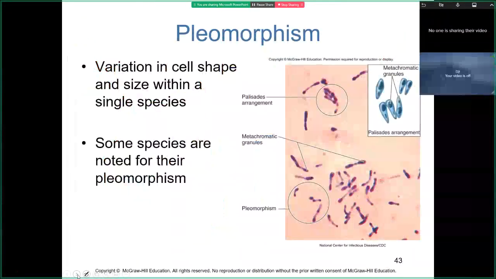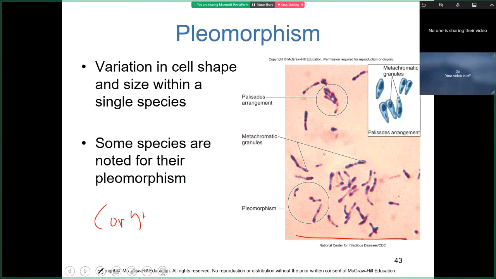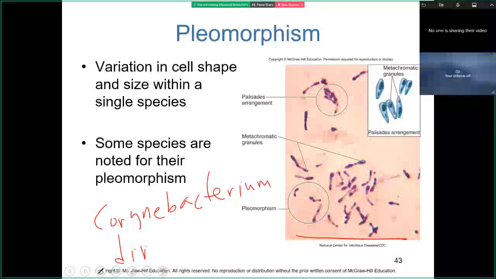And then, as I said previously, pleomorphic bacteria exist where their shapes are not set. They can be cocci, they can be rods, they can be all different sorts of shapes. So you can see in this picture here, they've circled these. These are all the same species. This is a part of a population of organisms in the genus Corynebacterium. I don't know why I'm writing this out, but this is the genus that contains the organism that causes diphtheria.